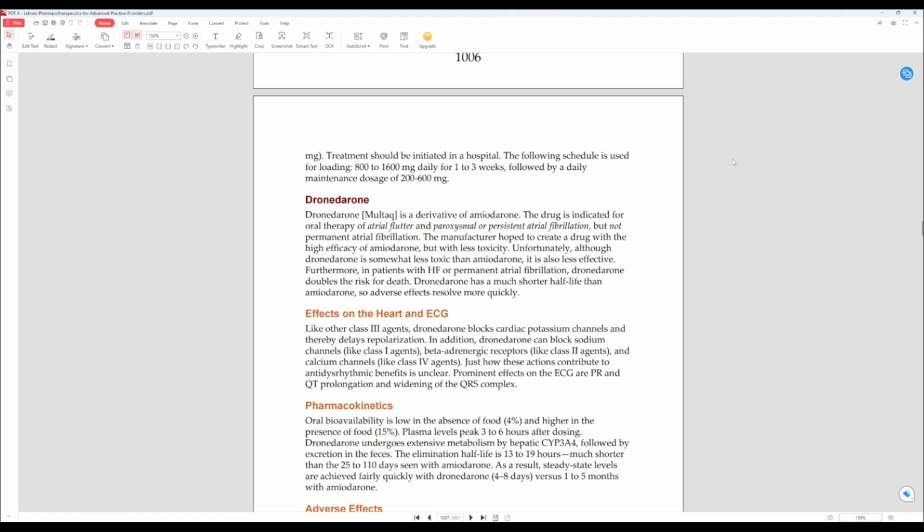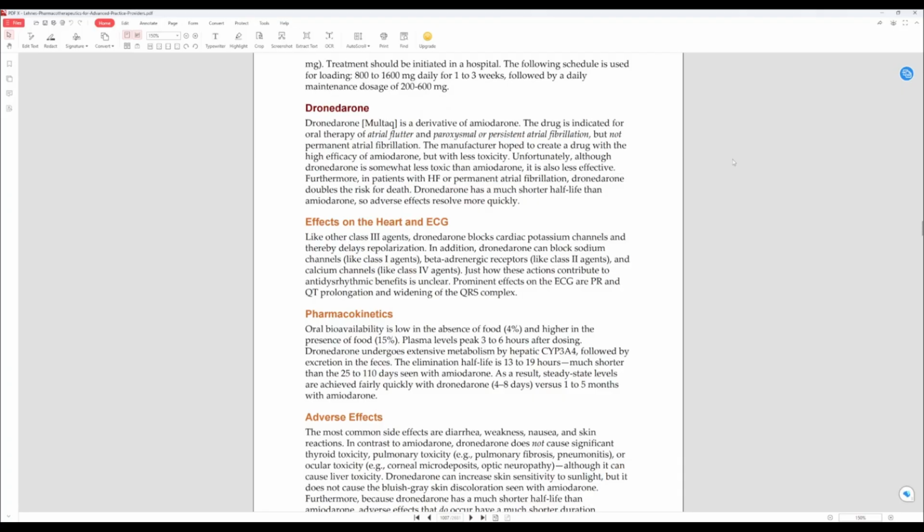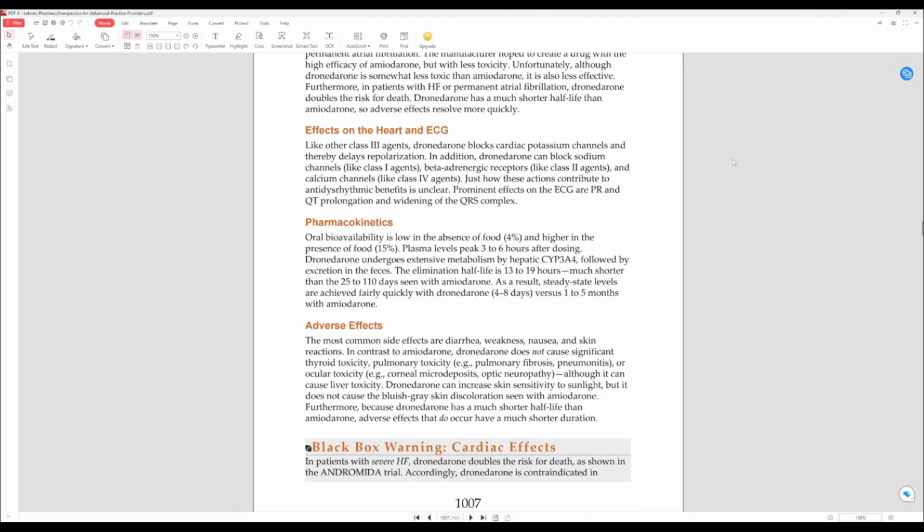Dronedarone has a much shorter half-life than amiodarone, so adverse effects usually resolve more quickly. Its effects on the heart and EKG. Like other class 3 agents, dronedarone blocks cardiac potassium channels and thereby delays repolarization. In addition, dronedarone blocks sodium channels, beta-adrenergic receptors, and calcium channels. Just how these actions contribute to the antidysrhythmic benefits is still unclear. Prominent effects on the EKG are PR and QT prolongation and the widening of the QRS complex.